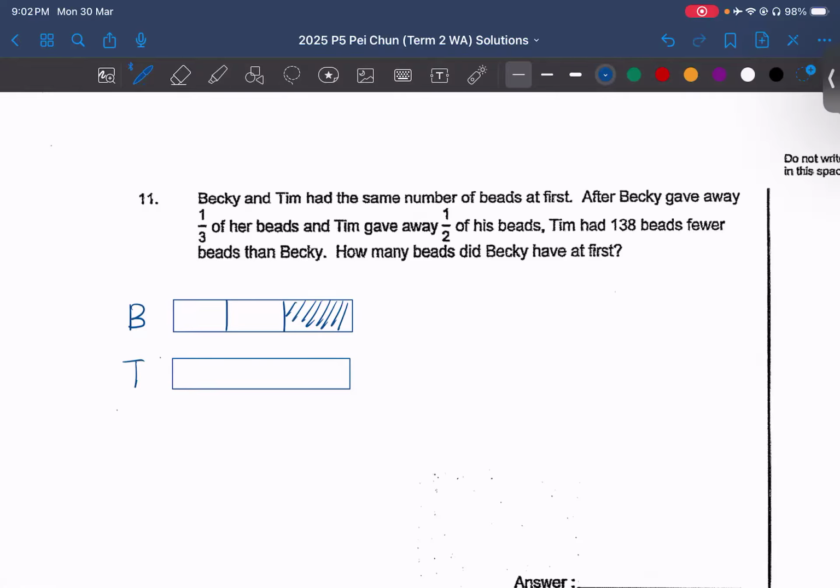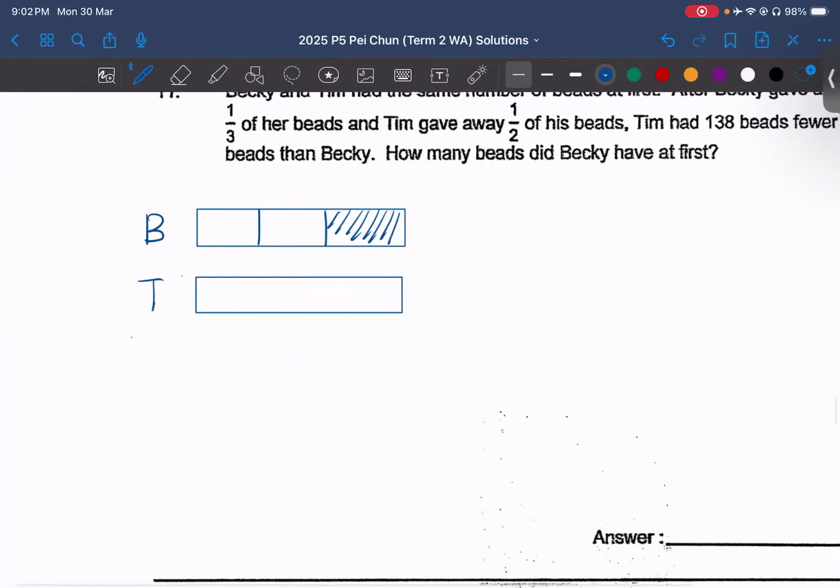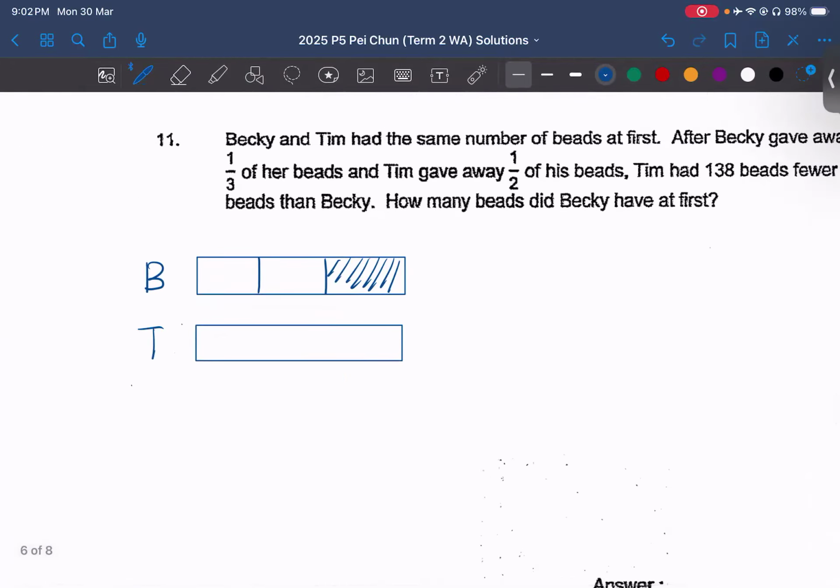And then for Tim, he gave half of his beads away. So for Tim's model, you can cut into 2 parts and then give one part away. So I'm going to shade it away.